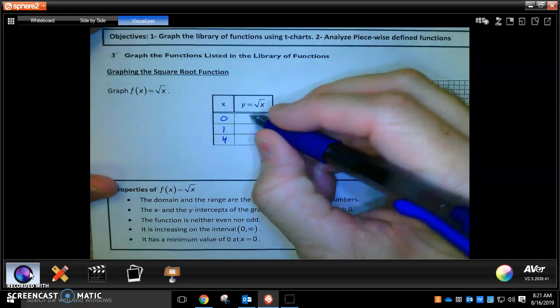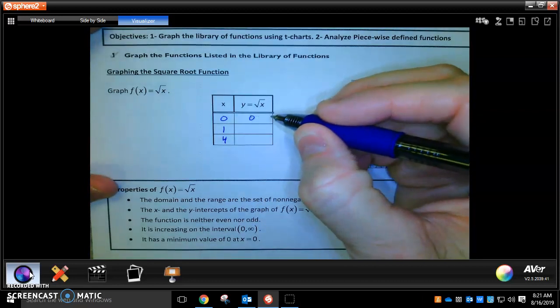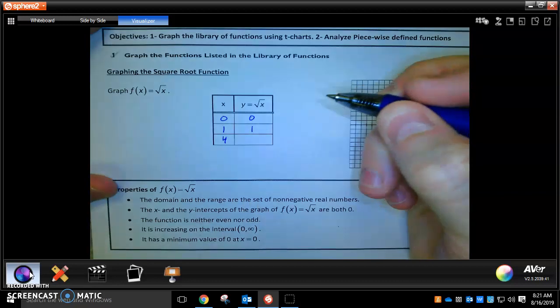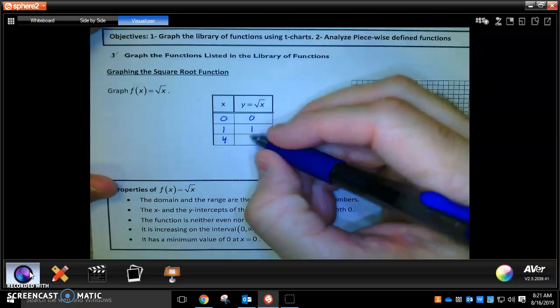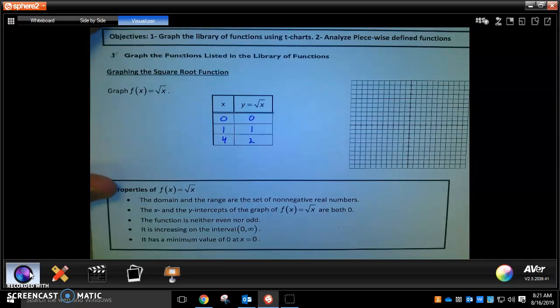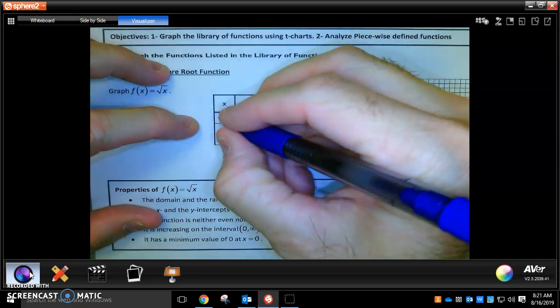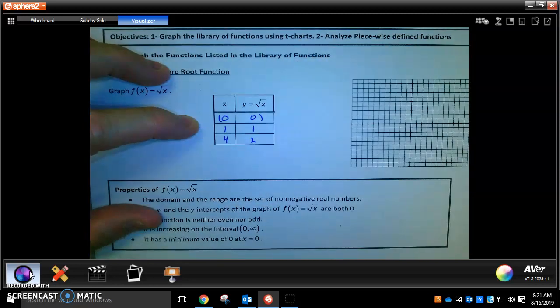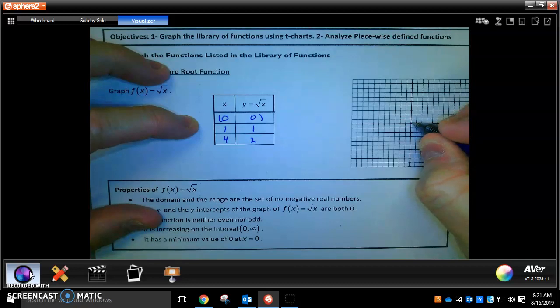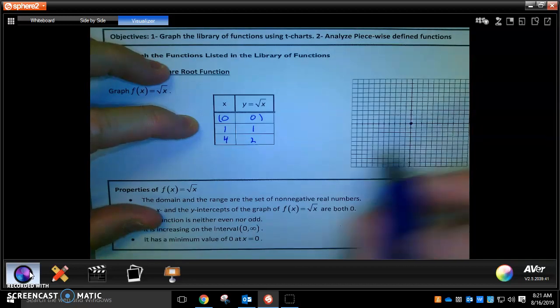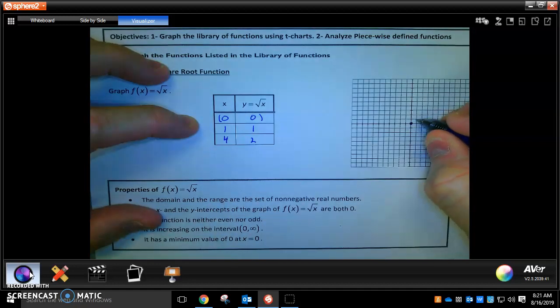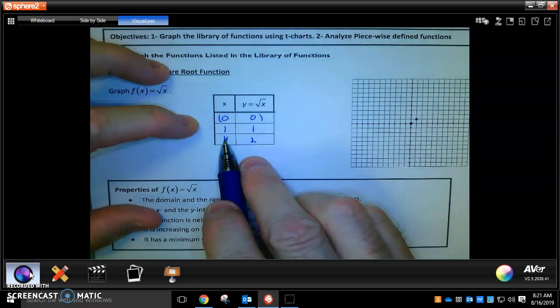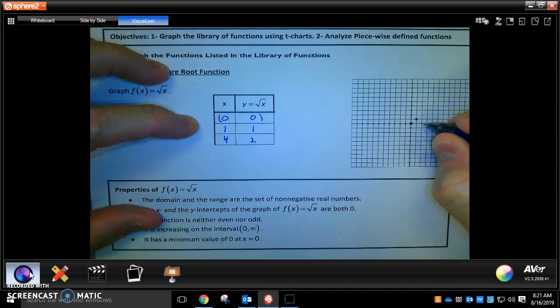When you plug in a 0, you get 0. When you plug in a 1, you're going to get 1. And when you take the square root of 4, you're going to get 2. So those are now ordered pairs. The point (0, 0) is on our graph. The point (1, 1), over 1, up 1. The point (4, 2), so 1, 2, 3, 4, up 2.